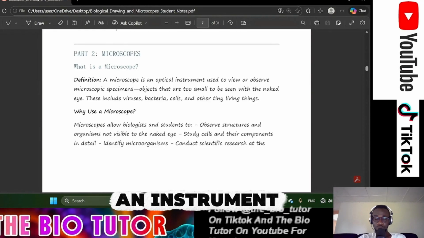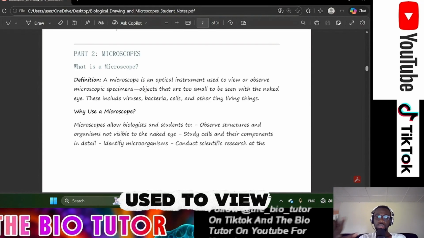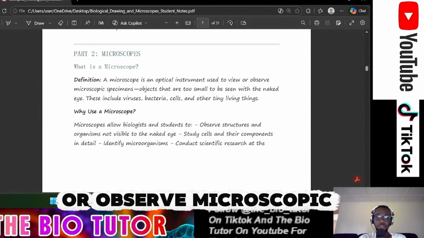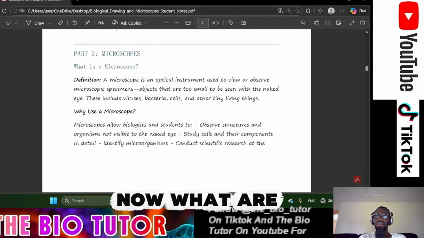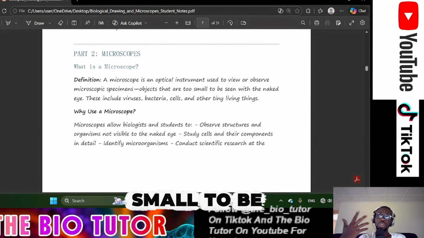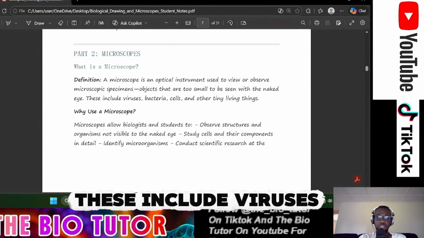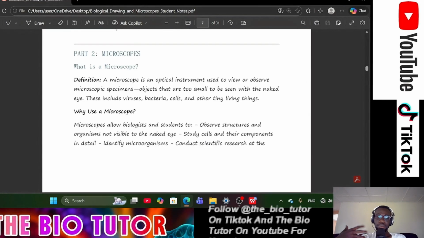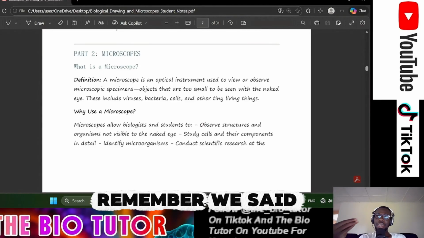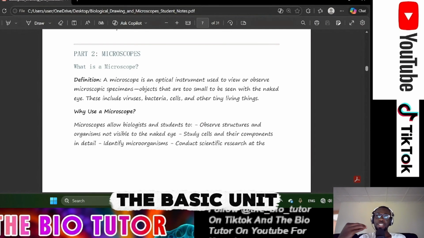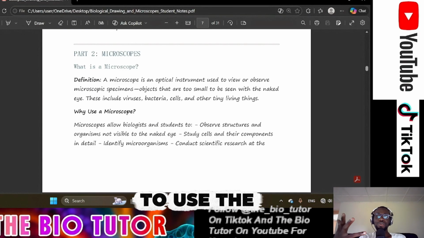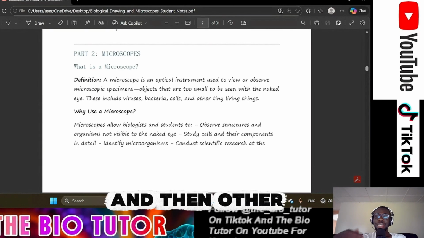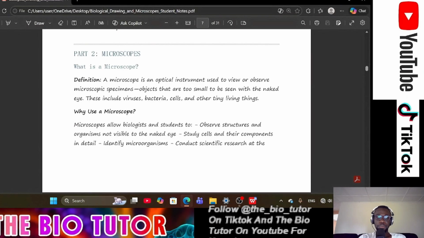A microscope is an instrument used to view or observe microscopic specimens. That is, objects that are too small to be seen with the naked eye. Now, what are some of the objects that are too small to be seen with the naked eye? These include viruses, bacteria. Remember, we said a cell is the smallest and basic unit of life, meaning that you can't see a cell with your eye. So you have to use the microscope. And then other tiny living things.